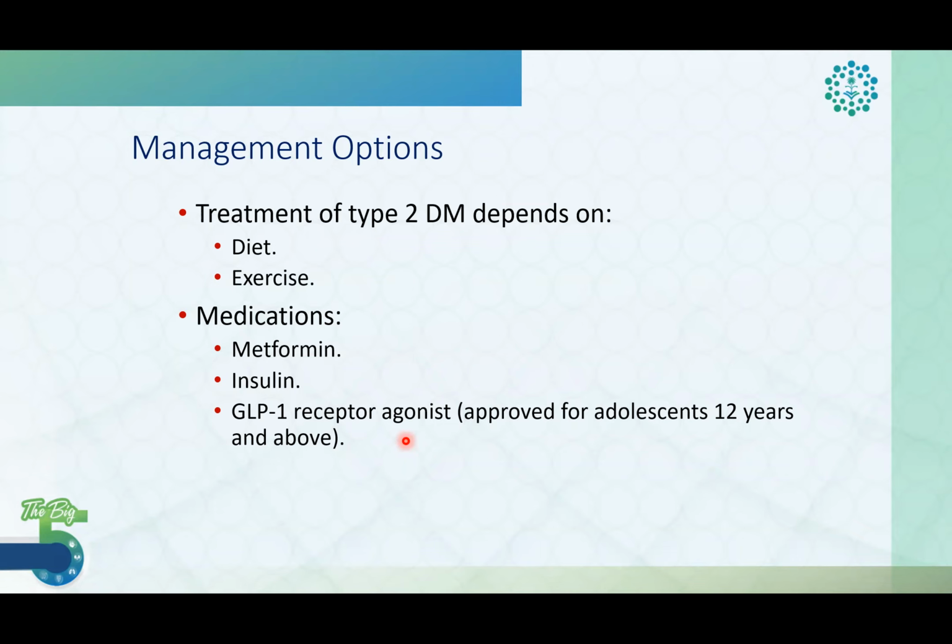We don't have a long list of medications in children and adolescents compared to adults. Adults have a long list of medications, while for us, children and adolescents with type 2 diabetes, we have metformin, we have insulin, and we have GLP-1 receptor agonist. This one, GLP-1 receptor agonist, has been approved for adolescents 12 years and above by the Saudi FDA and the US FDA. If you can see, I put insulin in between metformin and GLP-1 receptor agonist. Maybe in adults, they make insulin the last choice for type 2 diabetes, but for us in children, we make it in the middle.